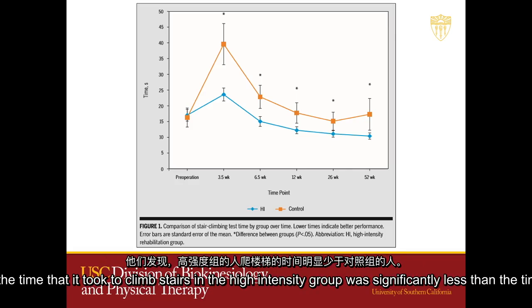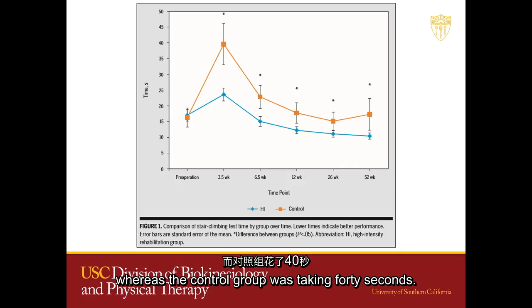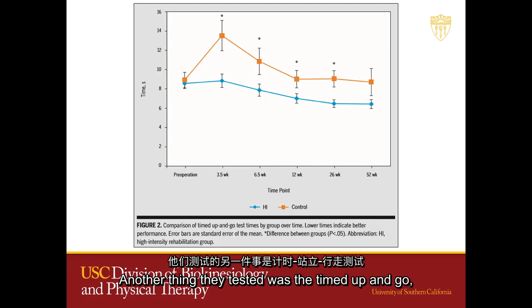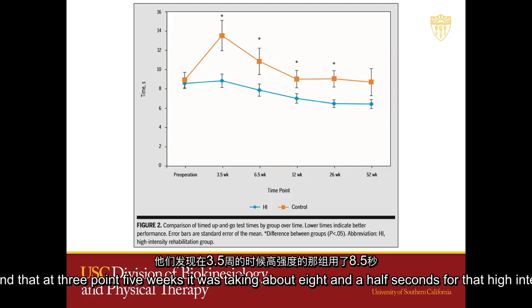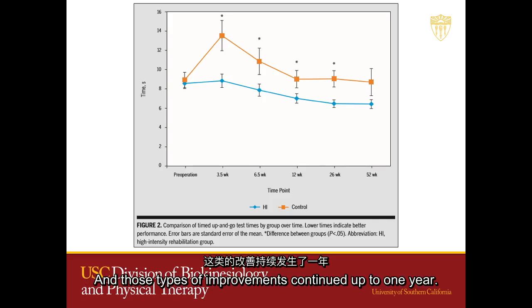And what they found was that the time it took to climb stairs in the high intensity group was significantly less than the time it took in the control group. So you'll see here at 3.5 weeks, they were already climbing stairs in under 25 seconds, whereas the control group was taking 40 seconds. Another thing they tested was the timed up and go, and this is again a timed test, and they found that at 3.5 weeks, it was taking about 8.5 seconds for that high intensity group, whereas the control group was taking almost 14 seconds. And those types of improvements continued up to 1 year.